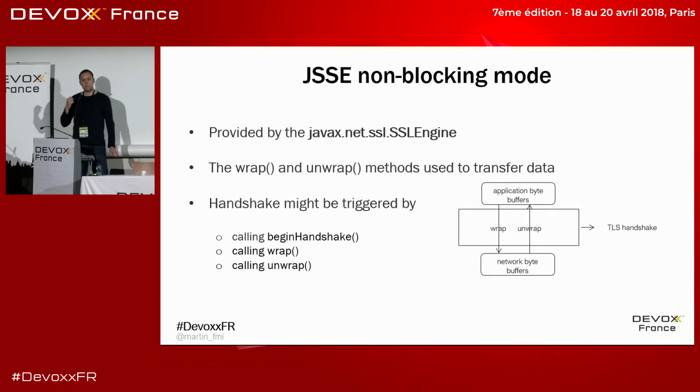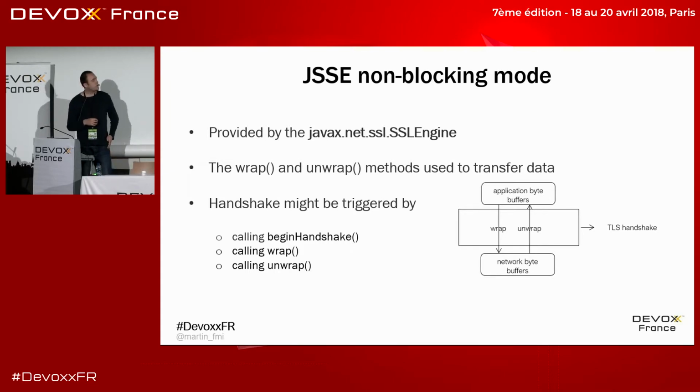When we need to read some information asynchronously, we use the unwrap method to read that information. And when we call the unwrap method, we read that information if it's available again from the network byte buffers, from where we write it to the application byte buffers. And from those application byte buffers, we get that information and use it in our application.